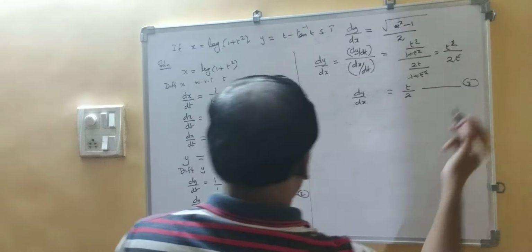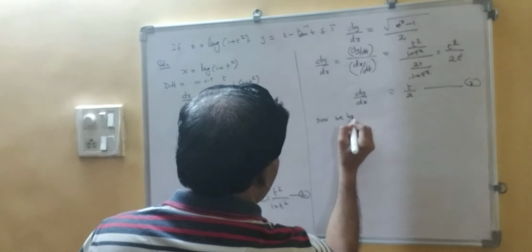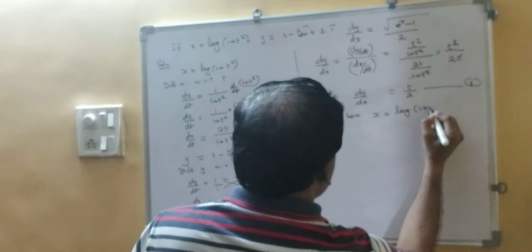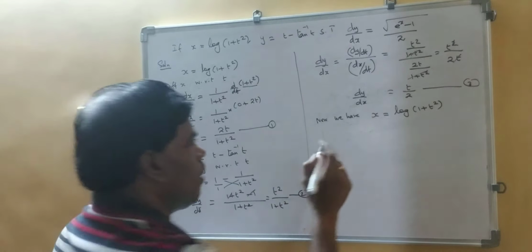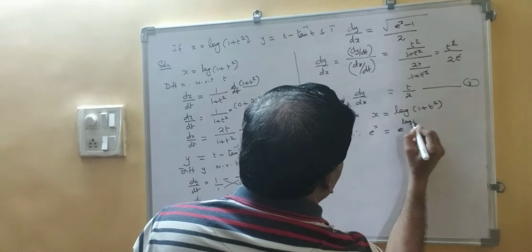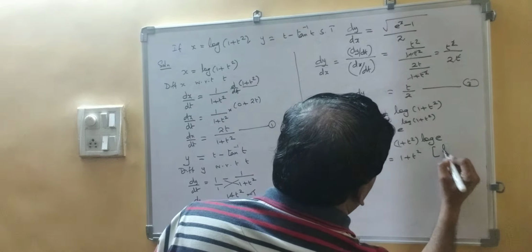Now listen very carefully. What is the answer we want? Now look at this. Now we have x equal to log of 1 plus t square. Now we will raise them to the power e. Therefore e raised to x equal to e raised to log of 1 plus t square. So e raised to x equal to 1 plus t square into log e. But what is log e? Log e is equal to 1.